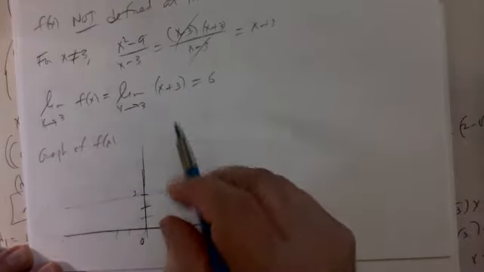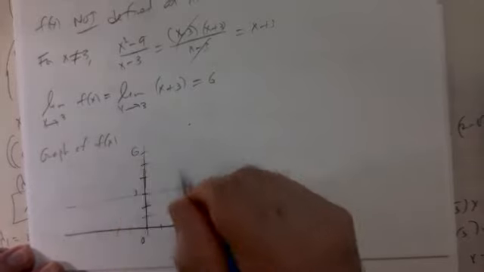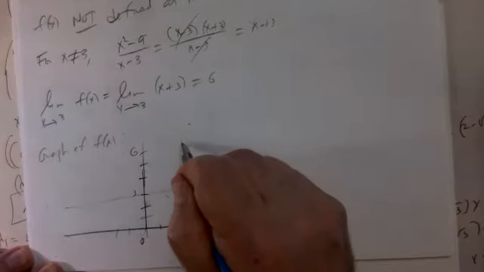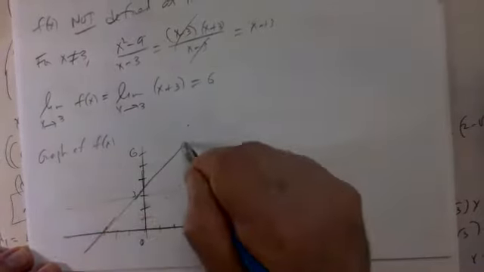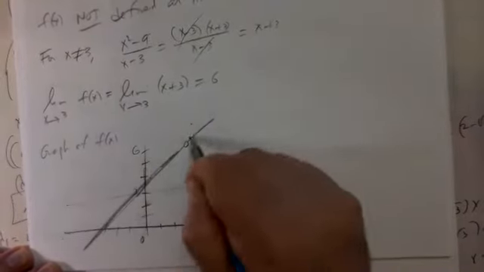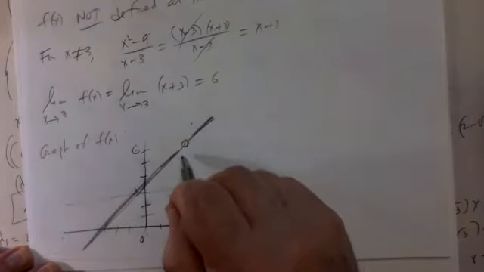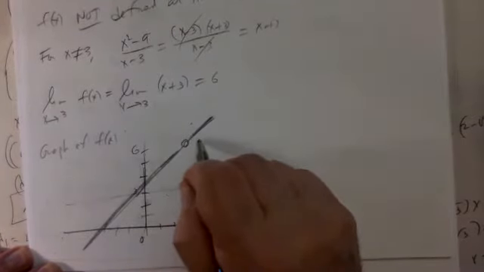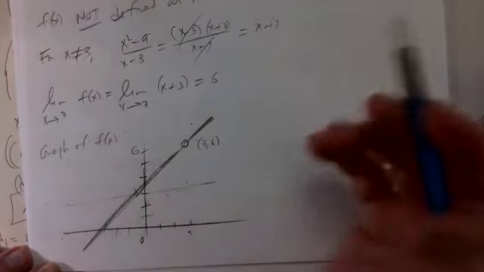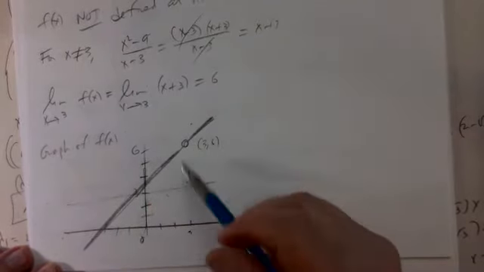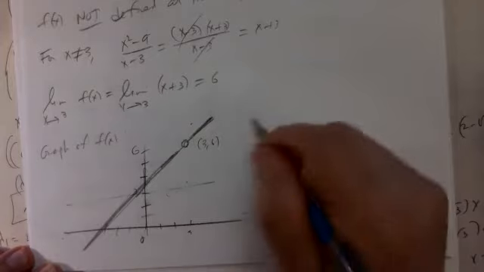So this function's not defined at x equals 3, but everywhere else, it's a straight line. So this is the graph of the function. It just has a hole at this point, (3, 6). So the function isn't continuous at x equals 3 because it's not defined at x equals 3.